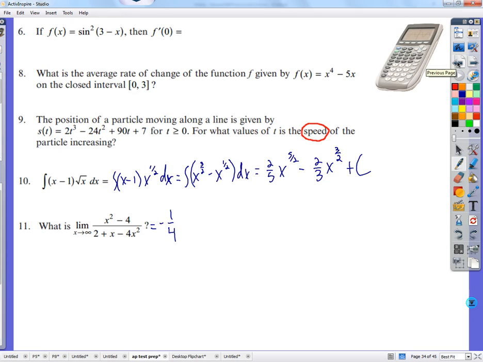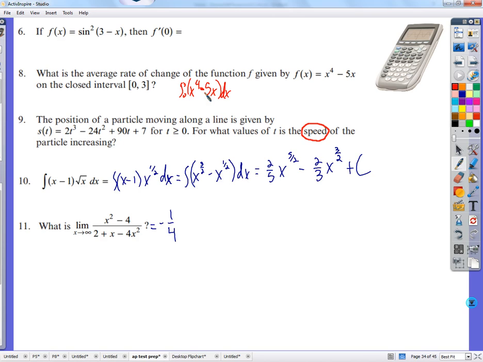Rate of change of the function in the closed interval 0 to 3. All right, what did you do? Integral. You did what? Definite integral. The definite integral of this? Okay, so the definite integral from 0 to 3 of x to the 4th minus 5x dx. And why did you do this? I don't really have a reason. Because you saw the words interval and a function?